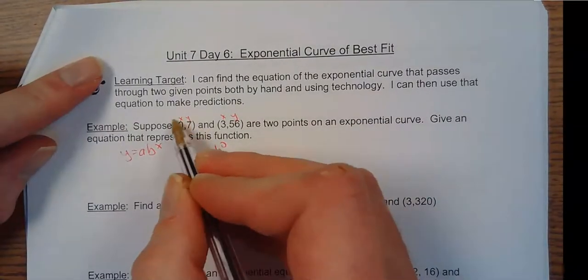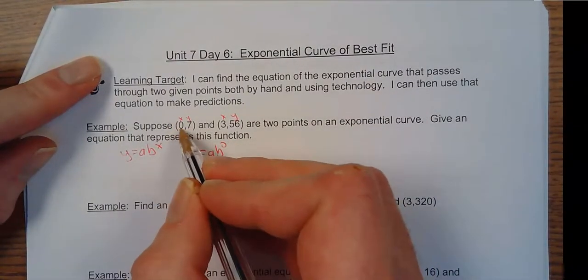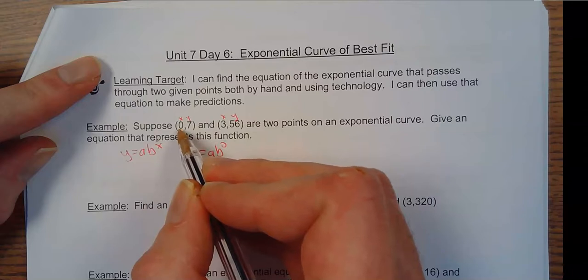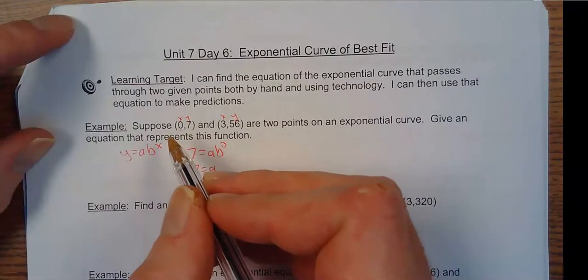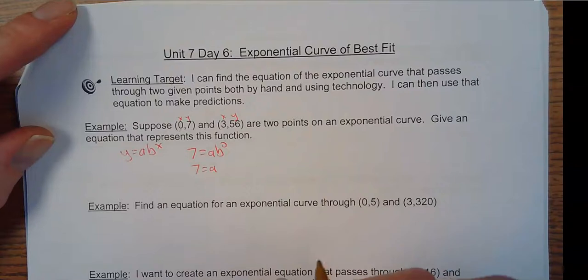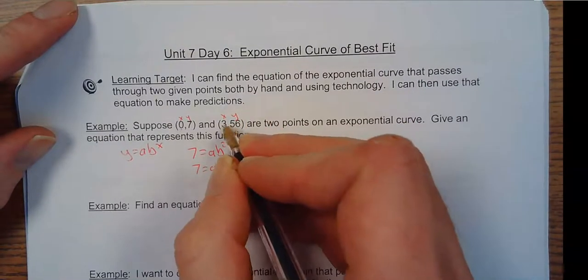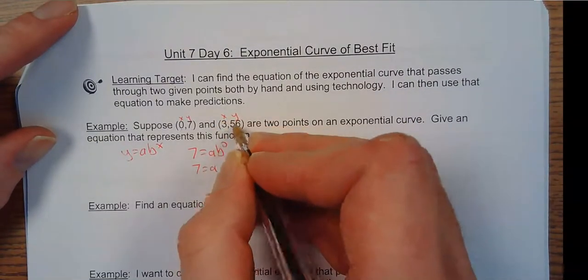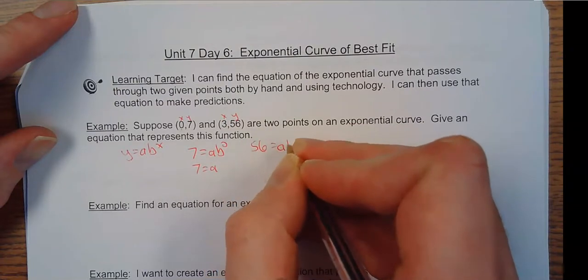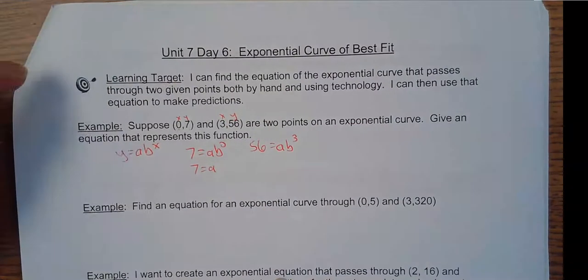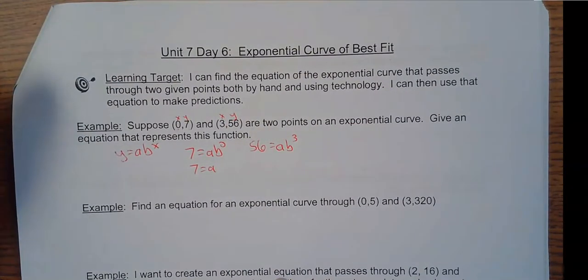This is also a y-intercept, because the x is 0, so go right 0, up 7, that's a y-intercept. If I give you the y-intercept, that's actually the easiest kind of problem there is. Now I'm going to do it again with this number right here. When I plug in 56 for y, I get a b to the 3rd. So a times b cubed equals 56.